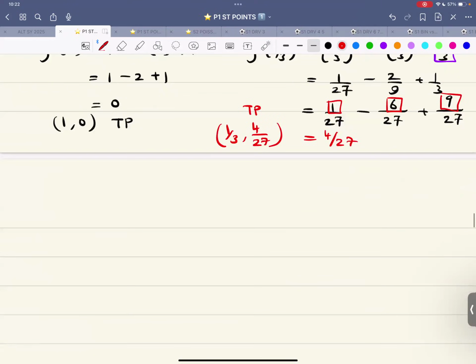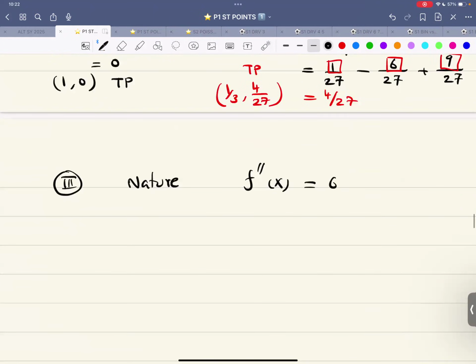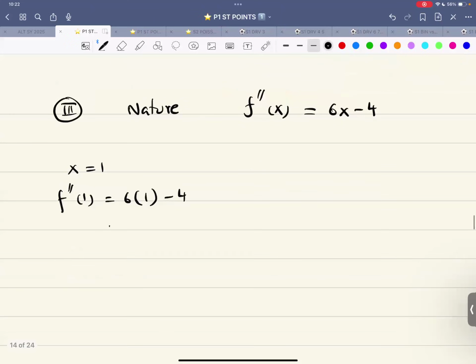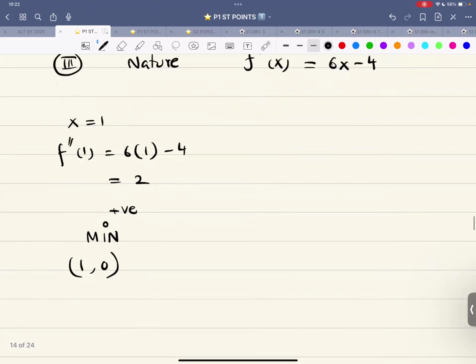So let me add a page over here. And step number 3, that is about nature. So f double prime x, what is that? That is 6x minus 4. When x is 1, f double prime of 1, that is 6 into 1 minus 4. That is 6 minus 4, which is 2. This is positive. Therefore, this is a minimum. That means 1, 0 is a minimum point.